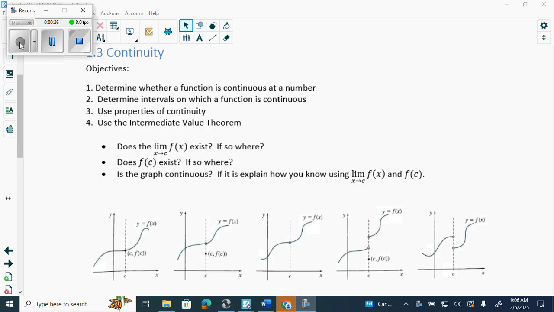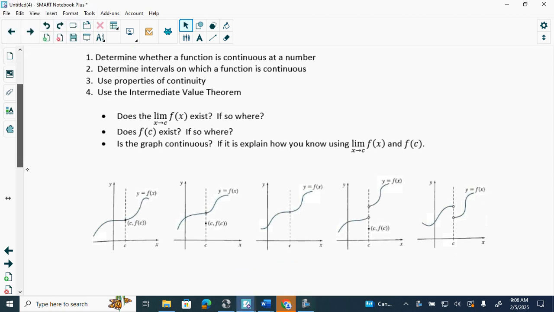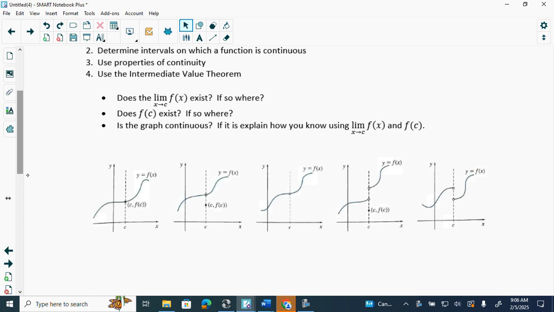So we have, does the limit as x approaches c of f of x exist? If so, where? So does the limit exist on these graphs? Does this one have a limit that exists at c? Yep, because from the right and the left it's approaching the same thing. What about this one? Yep. What about this one? Yep. What about this one? Nope, that one, the limit immediately doesn't exist. What about this one? No.